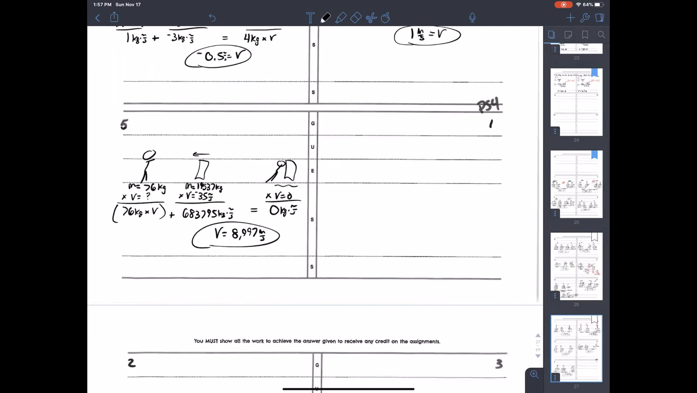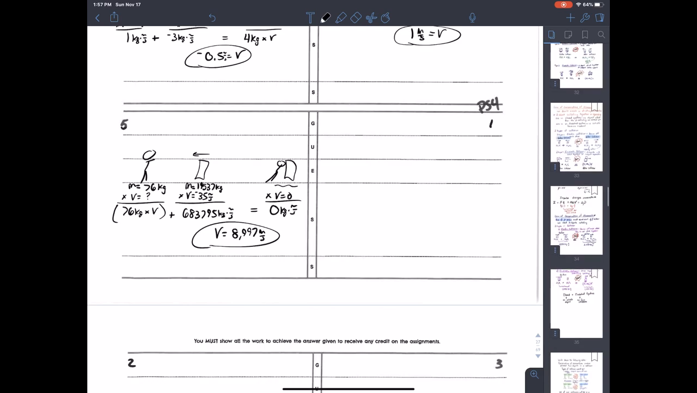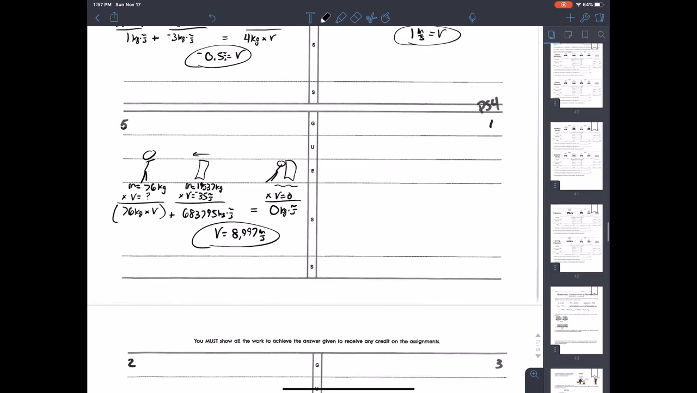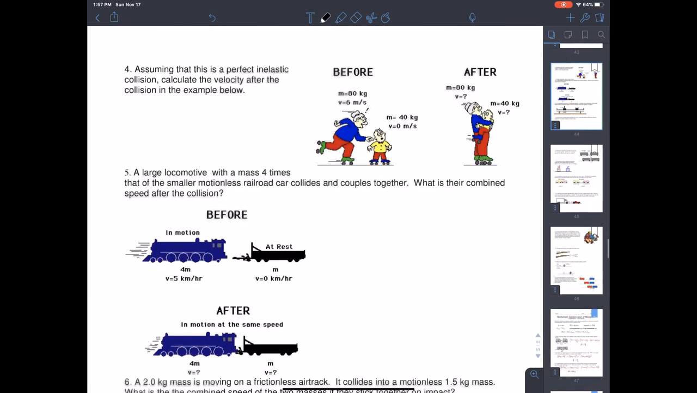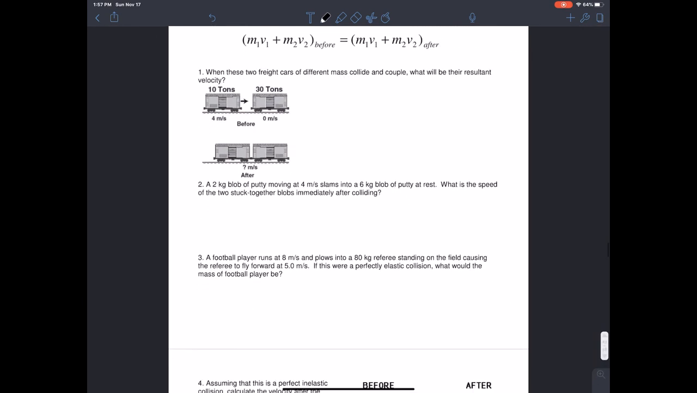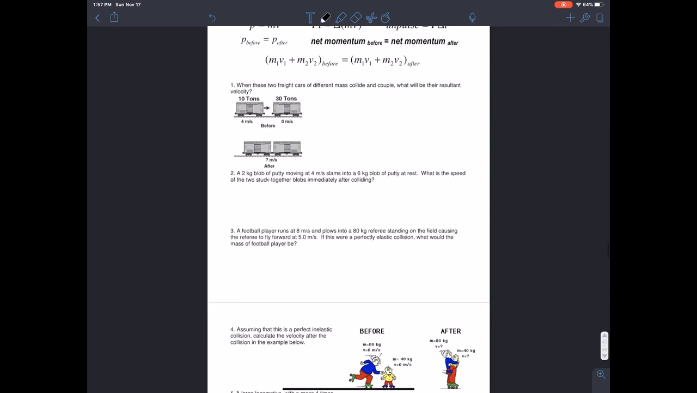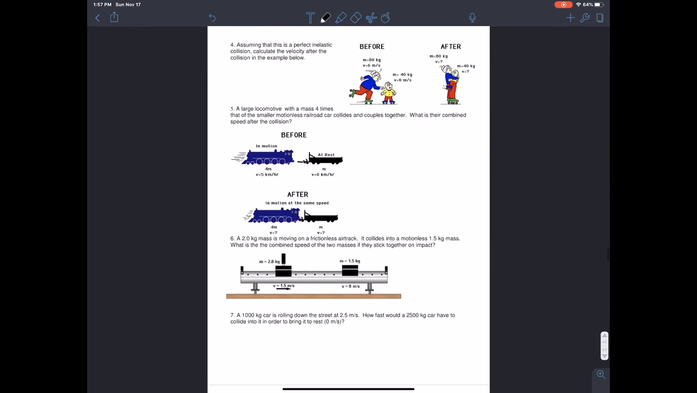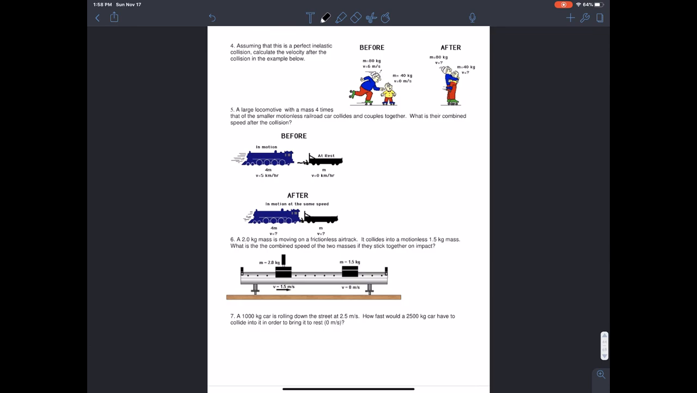But what you have to do tonight is I want you to work on these problems right here. We're going to say the first 2 pages. You've got 1 through 3 here, and you'll have 4 through 7 right there that you've got to work on.